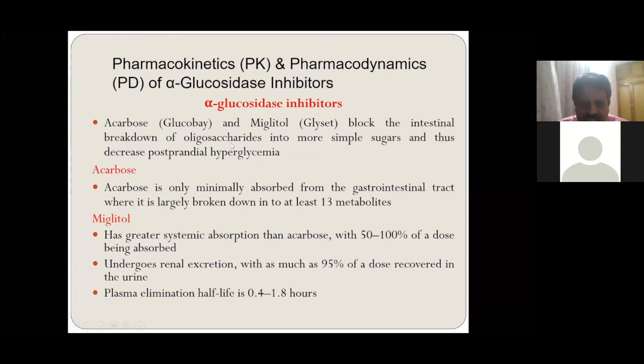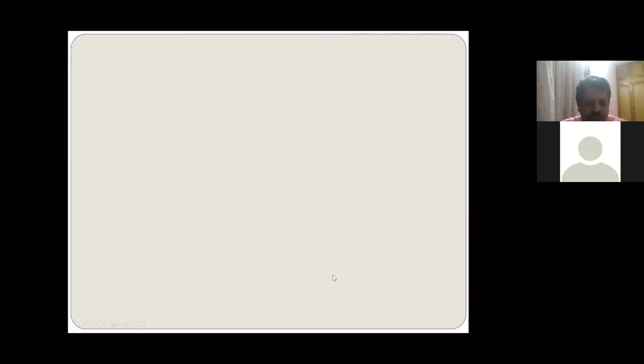They block the intestinal breakdown of oligosaccharides into simple sugars, so the absorption is reduced. Acarbose is minimally absorbed from the GI tract, and there are a few metabolites as well. Miglitol has a greater systemic absorption, so miglitol is not used much in CKD. 50% of the dose is absorbed, and it is renally excreted; almost over 95% is recovered in the urine.